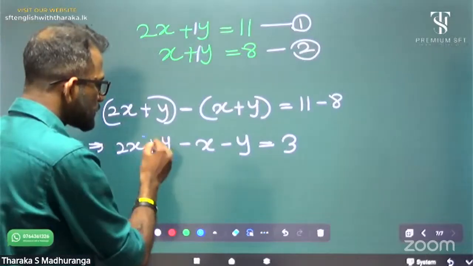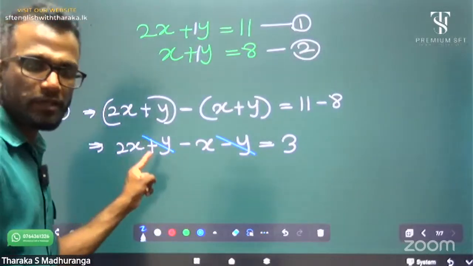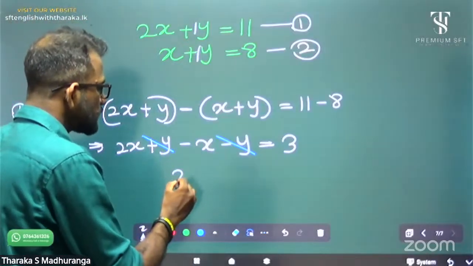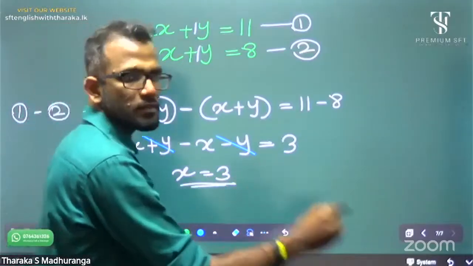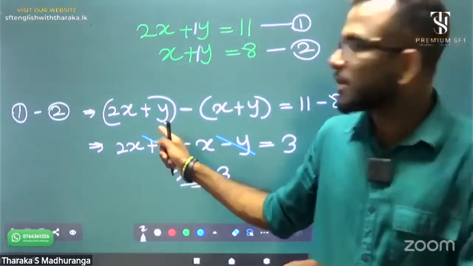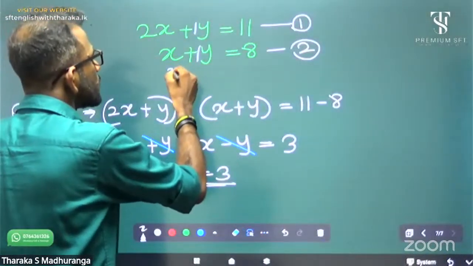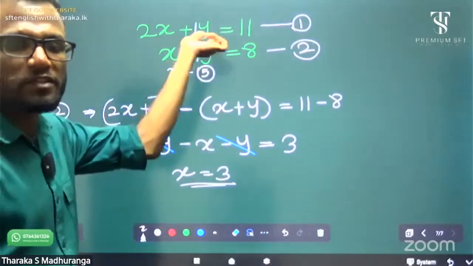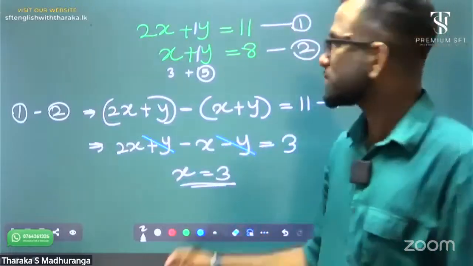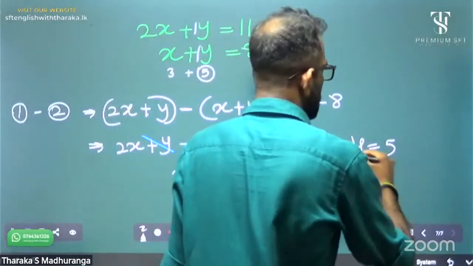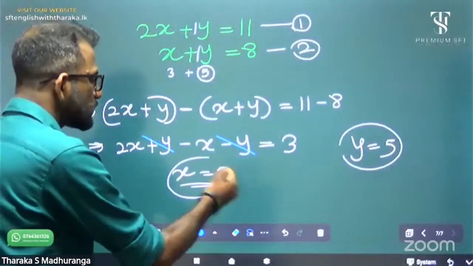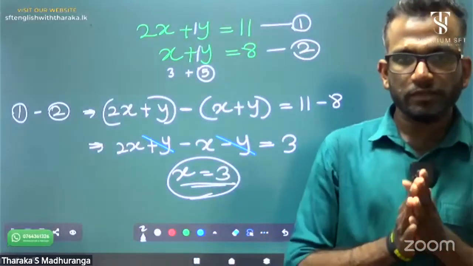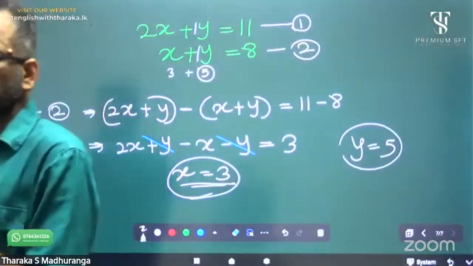Now what happened? Plus y and minus y cancel out. Then you get 2x minus x, so x equals 3. Remember x equals 3, then you can get y equals 5. Very simple, because x plus y equals 8, then y equals 5. y equals 5, x equals 3. Very clear. If you have any doubt, please ask.